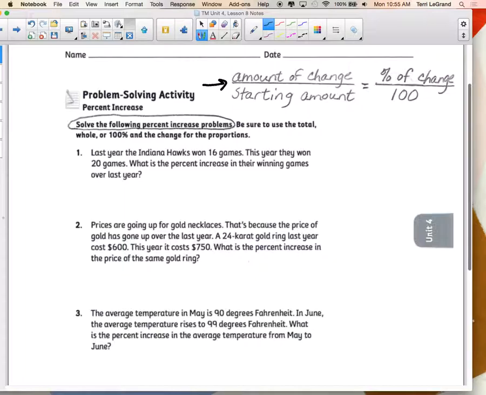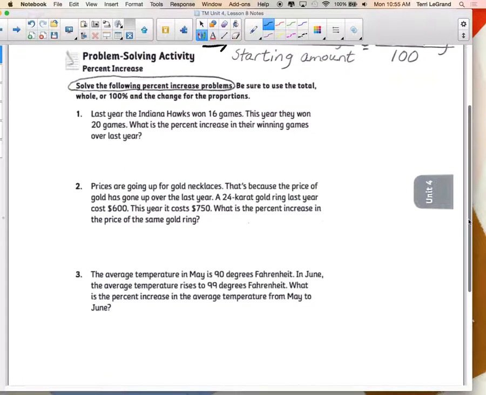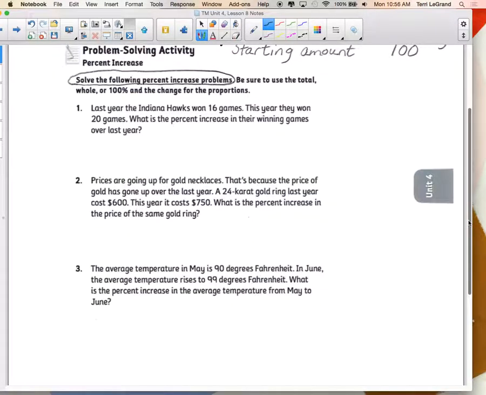So we need to know how much did it change by. We put that over the starting amount. What was it originally? And that should equal the percent of change over 100. We have these in some other notes. So let's take a look at our first one.